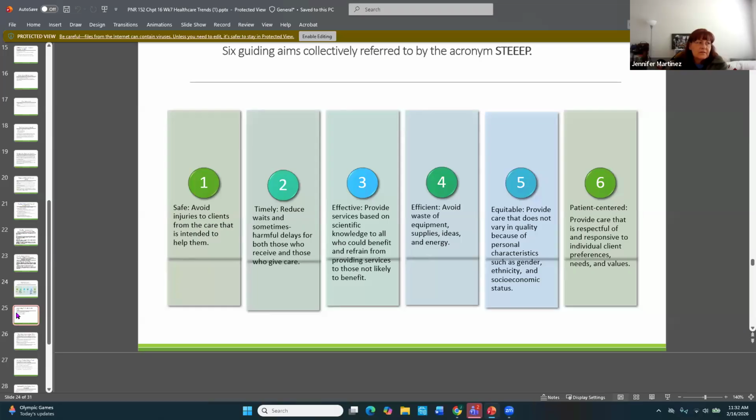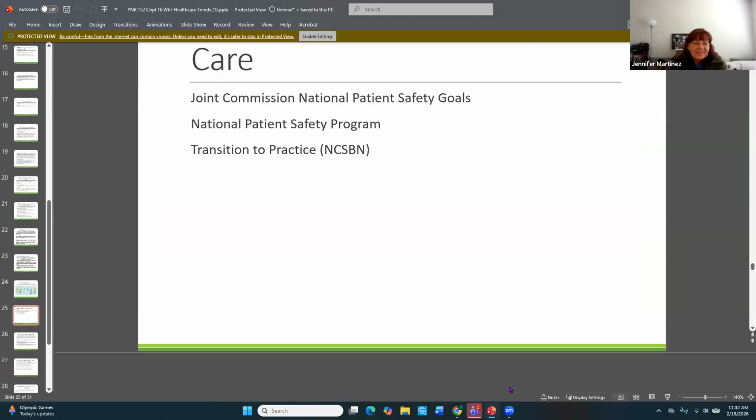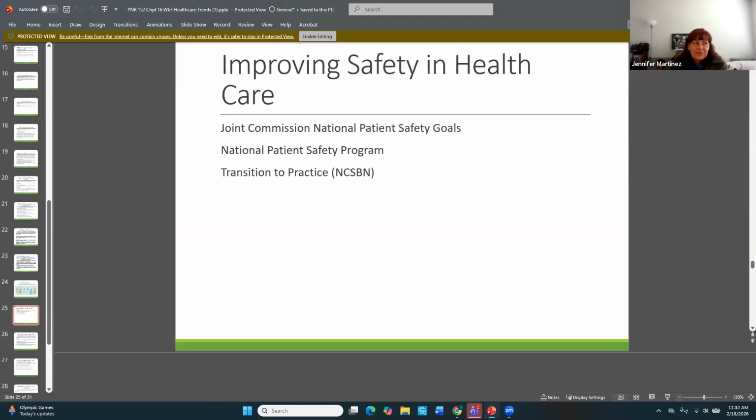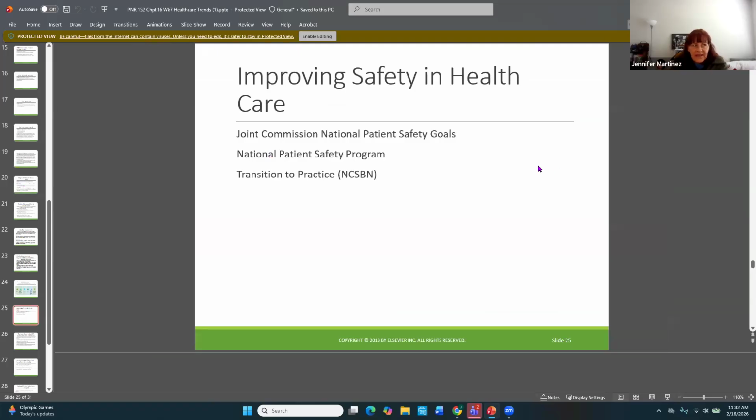I made it too big. Now you can see it. Again, we have the National Patient Safety Goals, the National Patient Safety Program, and transition to practice. Those are some of the things that you want to be familiar with, especially the National Patient Safety Goals.